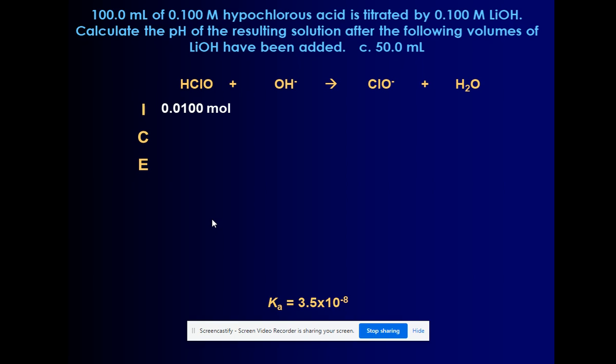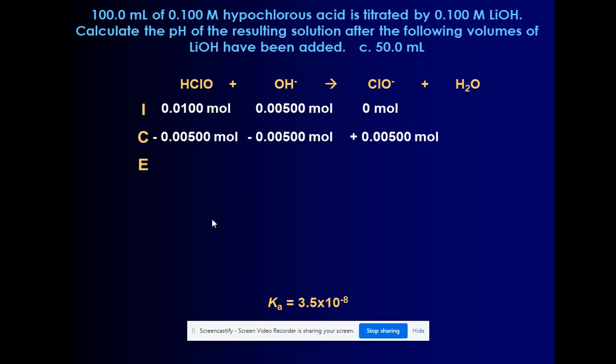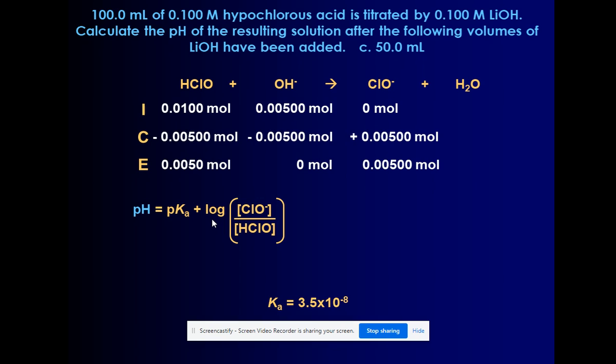We've got our 0.01 moles of the hypochlorous acid. This time we have 50 mils of the lithium hydroxide being added. So we have 0.00500 moles of OH minus, and we have none of the hypochlorite ion to begin with. Our limiting reactant, again, is the hydroxide. So when we take the hydroxide and consume it completely, we're going to generate 0.00500 moles of hypochlorous acid and 0.00500 moles of hypochlorite ions. We have equal amounts of the weak acid and the conjugate base.